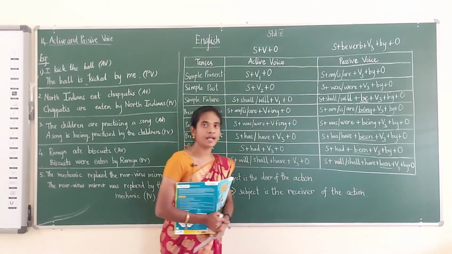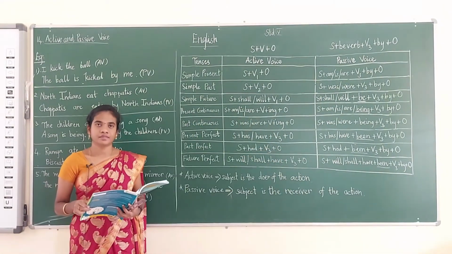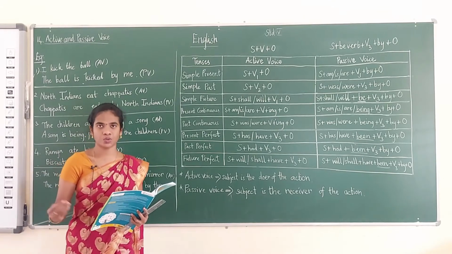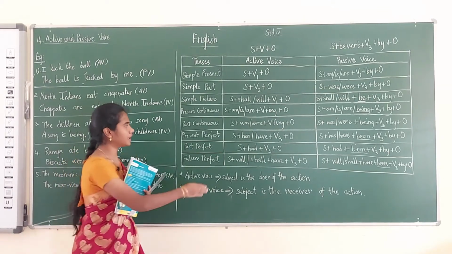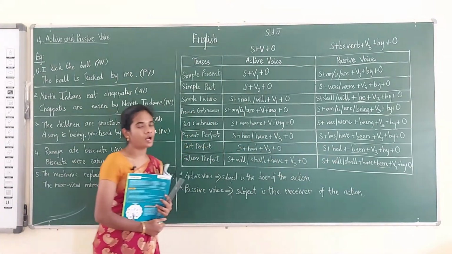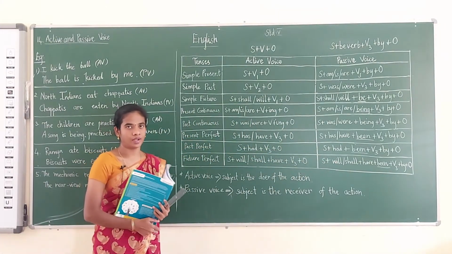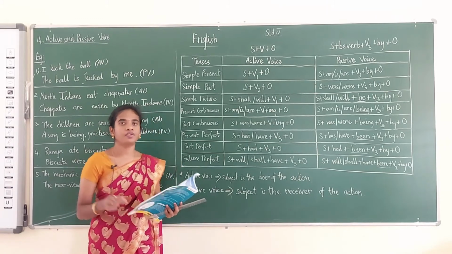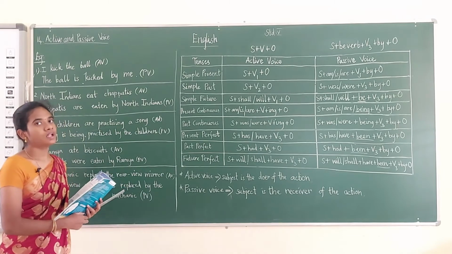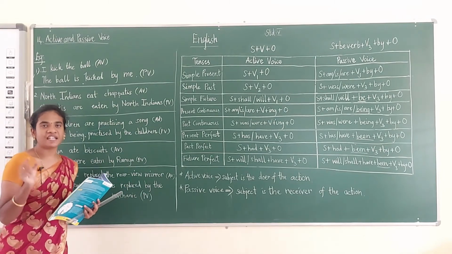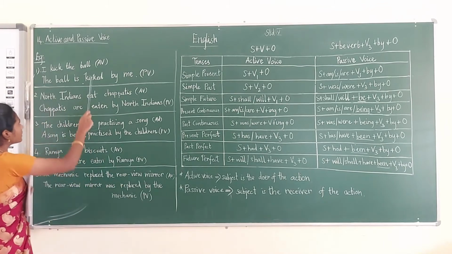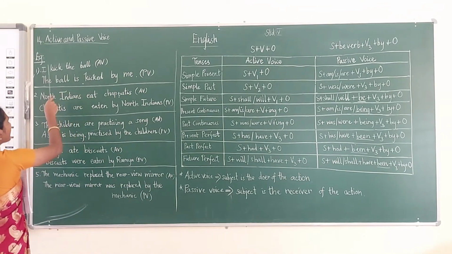Okay, students, are you all clear with this? Now I am going to tell you how to change an active voice into a passive voice. If the active voice is given, how do we have to change it into a passive voice? Now I am going to explain. For that you have to follow some steps. Okay, so here you go. First, you have to identify the subject, verb, and object in the active voice.